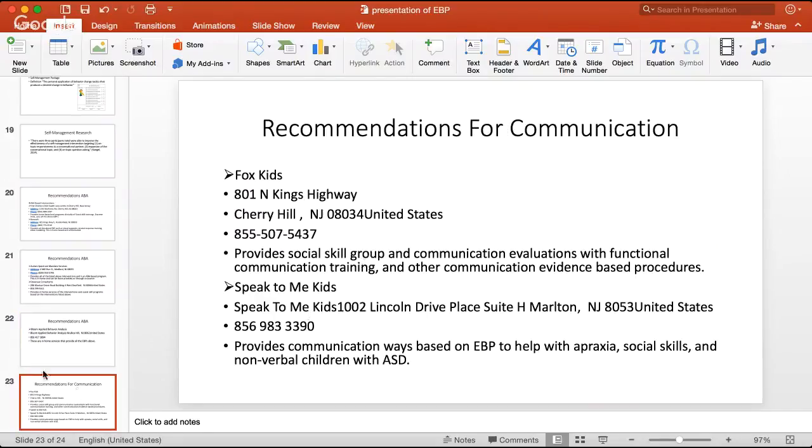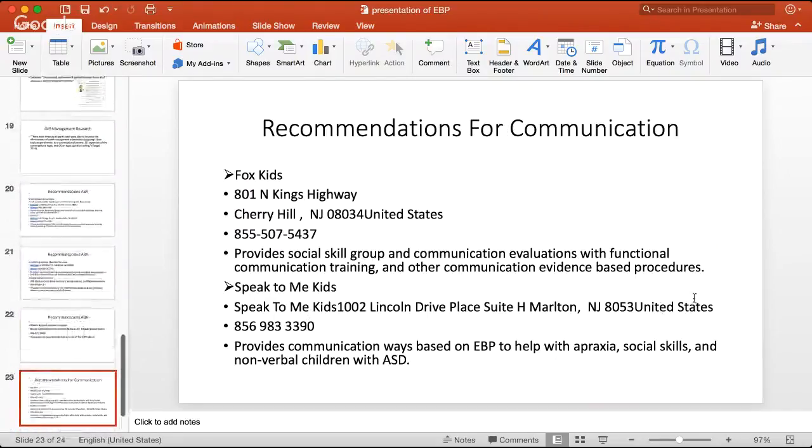Lastly, I wanted to include some recommendations for communication. Fox Kids provides social skill groups and communication evaluations with functional communication training and other communication evidence-based procedures. And lastly, we have Speak to Me Kids. It provides communication ways based on evidence-based procedures to help with apraxia, social skills, and nonverbal children with autism spectrum disorder.